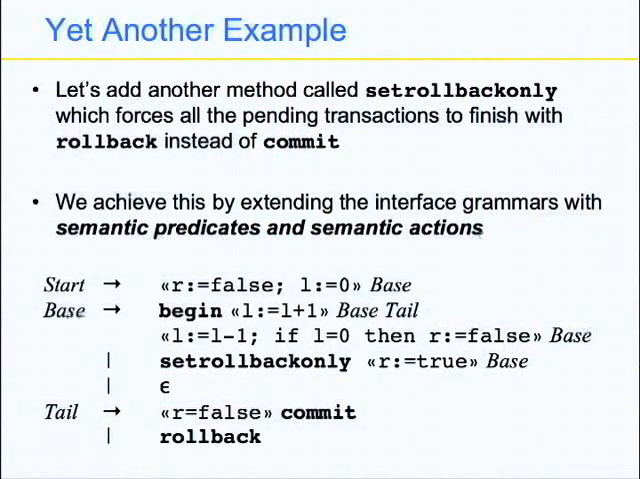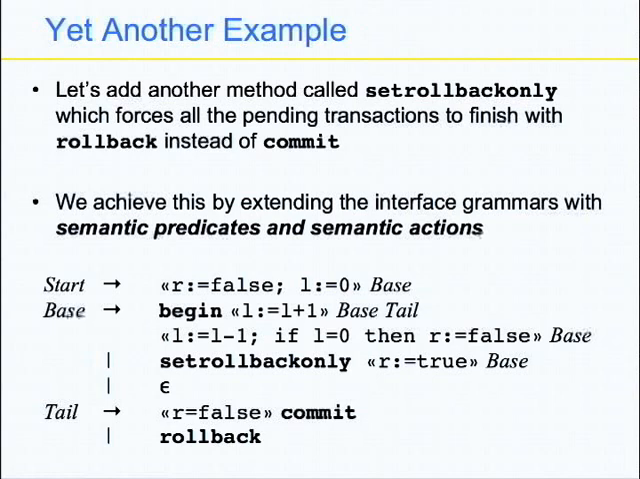So here, what we added is a flag R, which is basically indicating if the rollback-only status is set or not. And L is the level of nesting, OK? So I added two variables. Now, this is outside of the context-free rules, right? It's these variables that I added. And here with semantic predicates and semantic actions, I'm actually checking or updating the status of these variables.